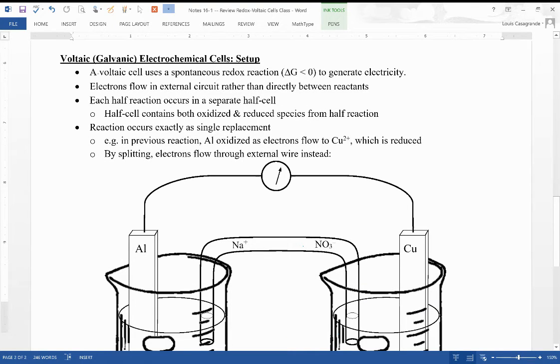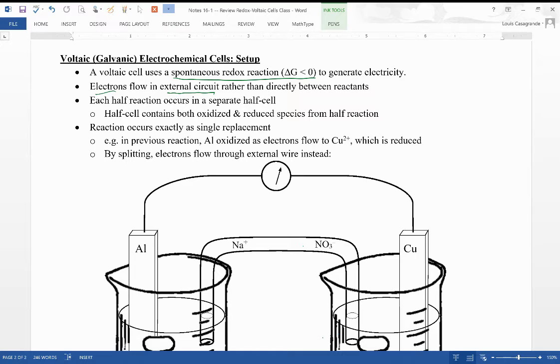And we're going to do that by creating what's called a voltaic or a galvanic electrochemical cell. In a voltaic or galvanic, and I'm going to stick with voltaic now because that's the most common usage, we use a spontaneous redox reaction. So in the spontaneous redox reaction, the delta G is going to be less than 0, and that's going to generate electricity. And what we're going to do is force those electrons to flow in an external circuit, like your computer or like a flashlight, rather than directly from one reactant to the other.